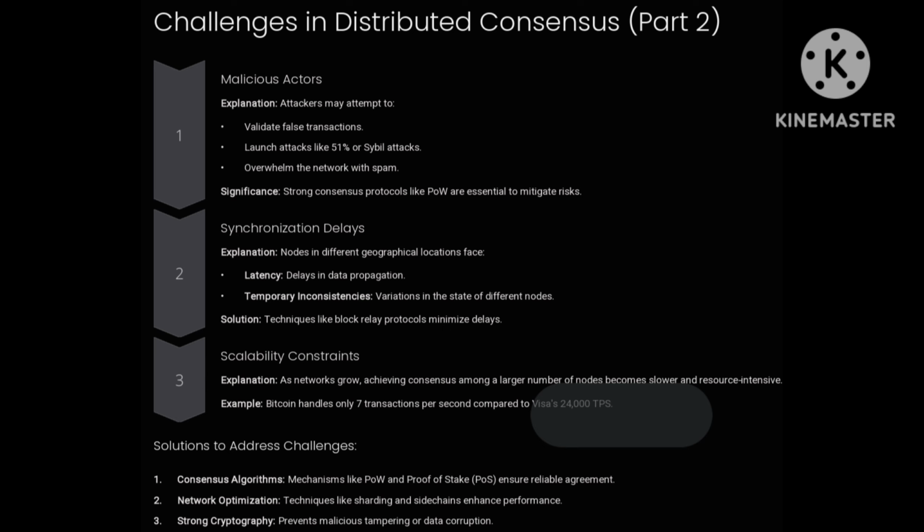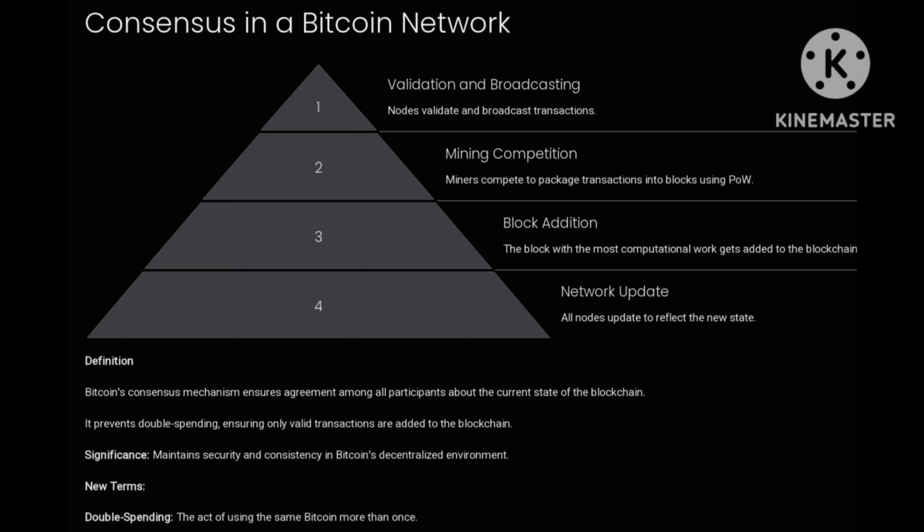Solutions. To tackle these challenges, blockchain systems use 1. Consensus algorithms, mechanisms like PoW and proof-of-stake (PoS). 2. Network optimization, techniques like sharding or sidechains. 3. Cryptography. Strong encryption ensures data integrity and prevents tampering. Slide 4. Consensus in a Bitcoin network. Definition. Bitcoin's consensus mechanism ensures agreement on the blockchain state. This prevents double spending, where the same Bitcoin is spent more than once.